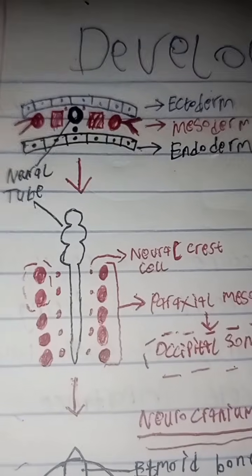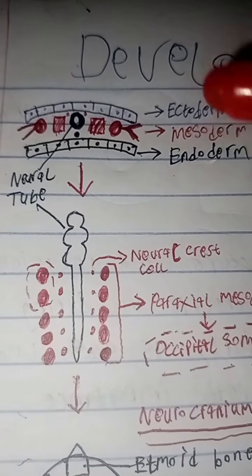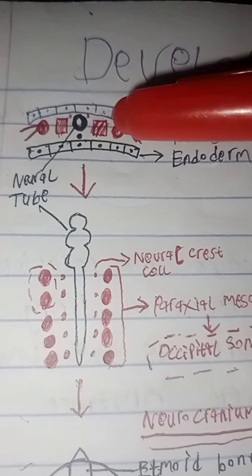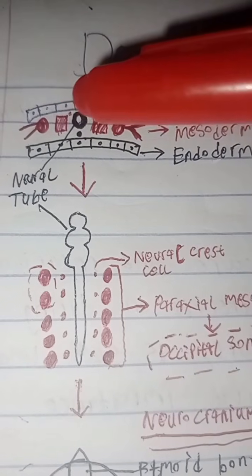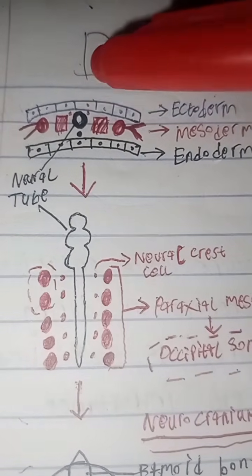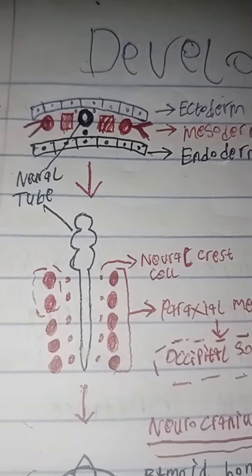Like with everything in embryology, we start with the trilaminar disc. So we have the ectoderm, mesoderm, and endoderm. The mesoderm, we have the paraxial, the intermediate, and the lateral plate mesoderms. And in between this mesoderm, we have your neural tube and notochord. And up this tiny dot here is your neural crest cells. So these are it for the creation of the skull.